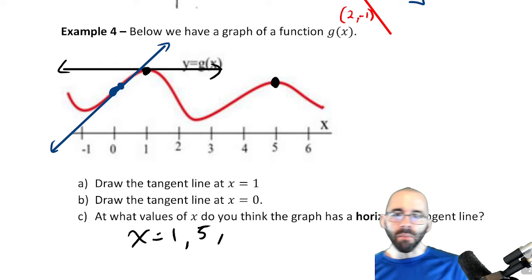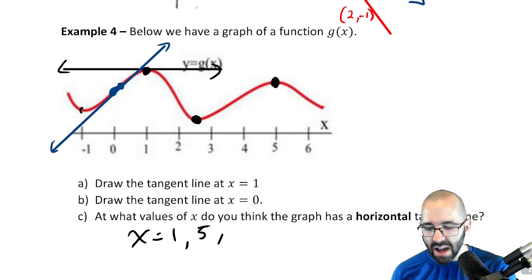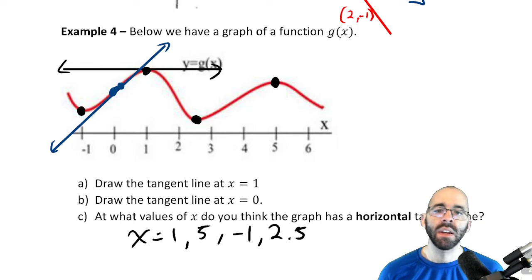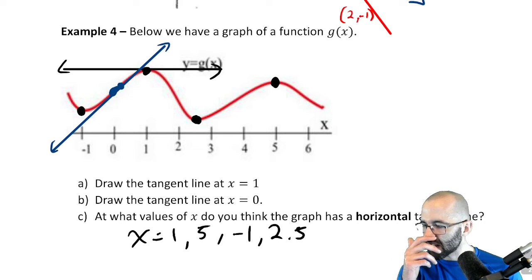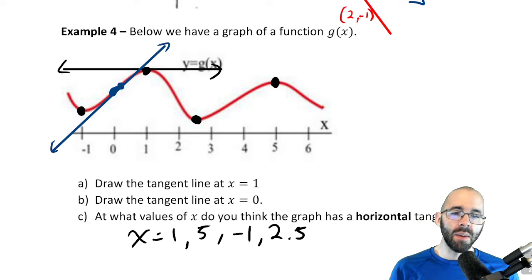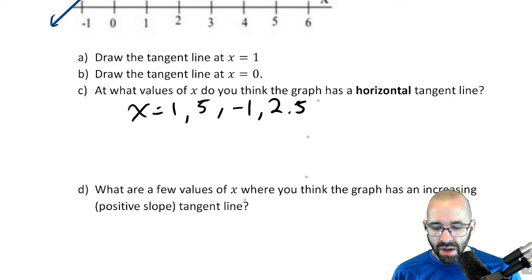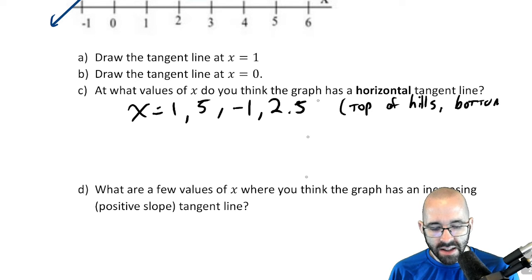Where else? Well, the top of the hill, but probably also the bottom, right? The valley, the bottom of the valley at -1, and maybe about 2.5 as well. So in general, we'll talk about this later, that if we have a continuous function with certain things about derivatives, we'll have horizontal tangent lines at the top of hills, the bottom of valleys, and so on. Okay? Great. Well, last thing, let's make a note to ourselves. Top of hills, bottom of valleys.